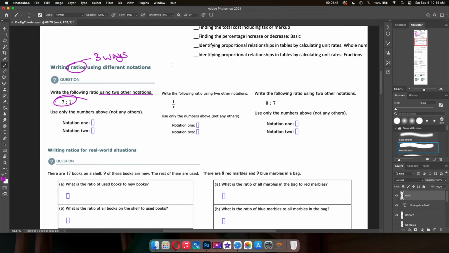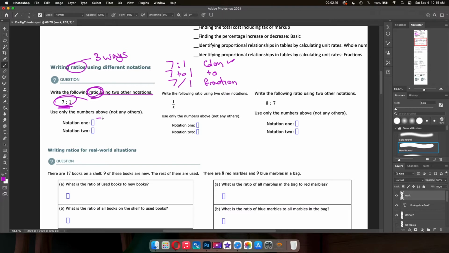You always read it, in this particular case, as 7 to 1, but how you write it happens in one of 3 ways. It could be 7 to 1 with the word, it could be 7:1 with a colon, or it could be 7 to 1 as a fraction. So you have the colon, you have the word "to", and then you have the fraction. These are 3 viable ways to write a ratio. I want to use the right word here. Proportions come later.